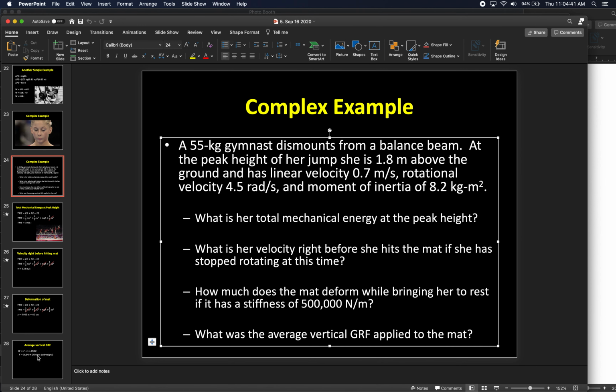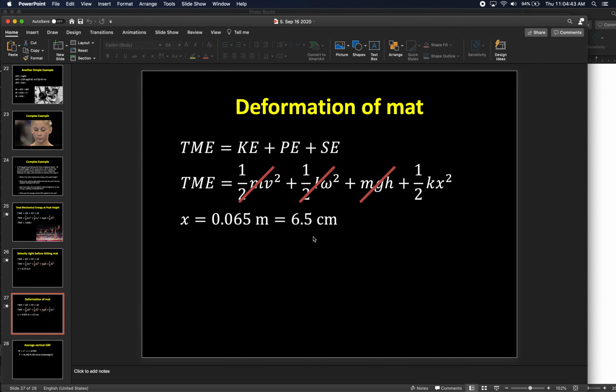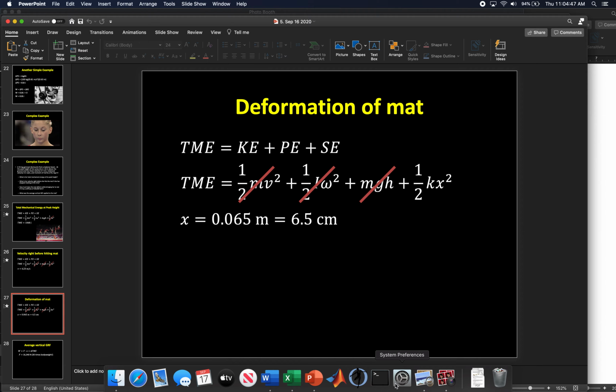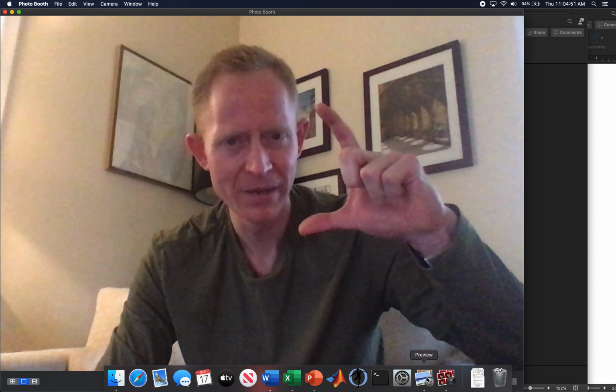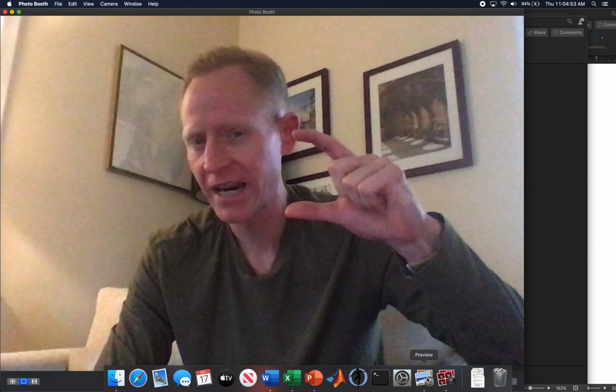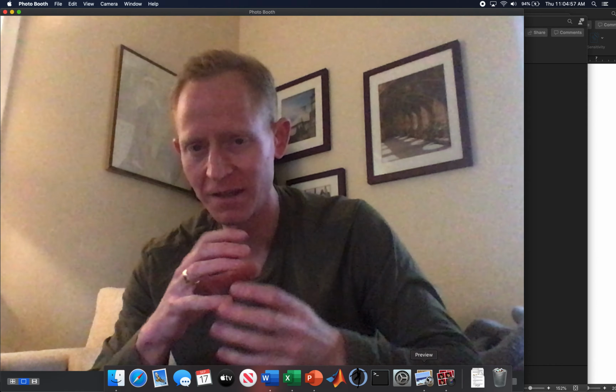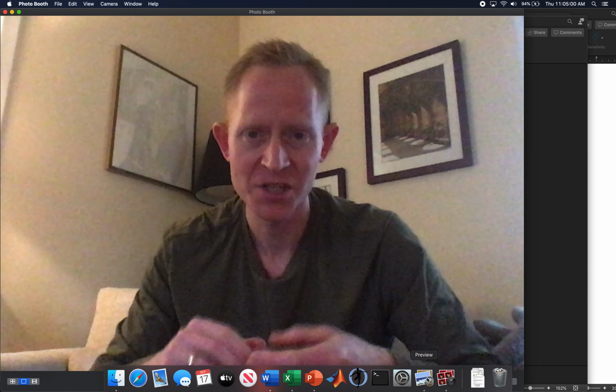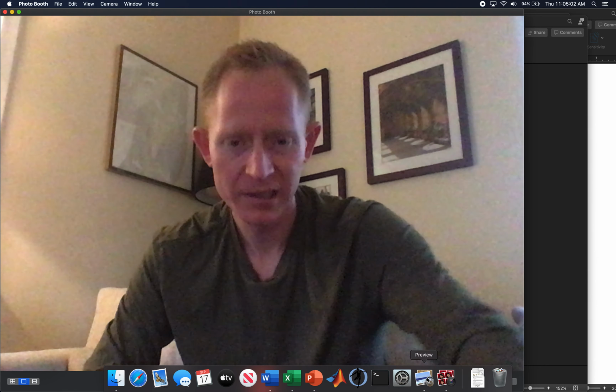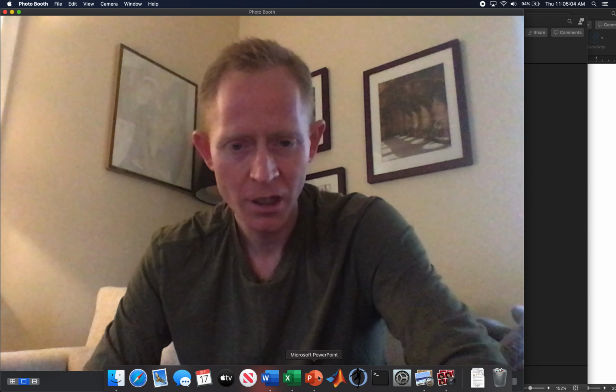Hopefully it is. 0.065, right? So 0.065 meters, which equates to about 6.5 centimeters of deformation of the mat, which is, I don't know, maybe about that far or so. Seems like kind of a lot, but gymnastics mats are pretty squishy and pretty thick, and they deform quite a bit to give you a nice soft landing for these high impact landings that these athletes do.